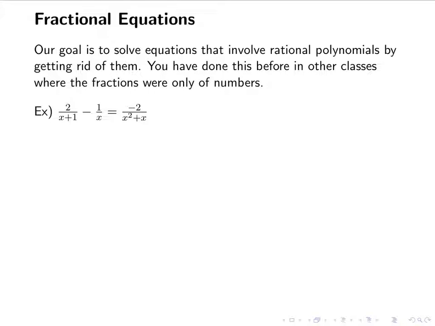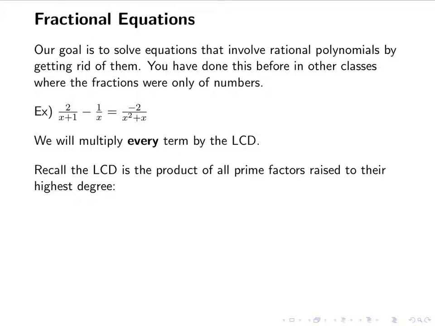So as an example, we have 2 over x plus 1 minus 1 over x equals negative 2 over x squared plus x. So if you remember, how you get rid of the fractions is to multiply every term by the LCD. Recall that the LCD, least common denominator, is the product of all prime factors raised to their highest degree. So in this case, it's going to be x times x plus 1. So we factor any denominator that we have.